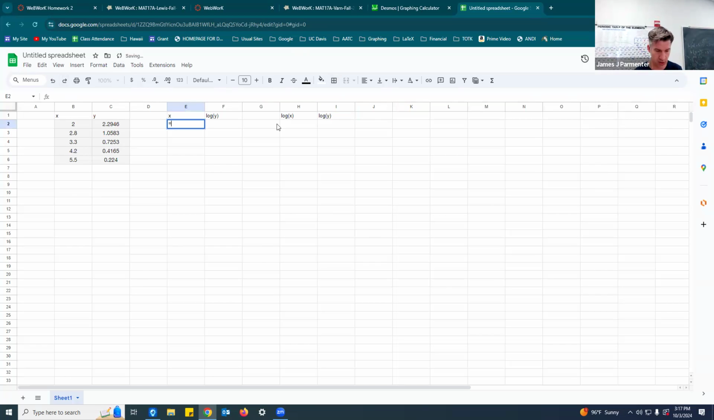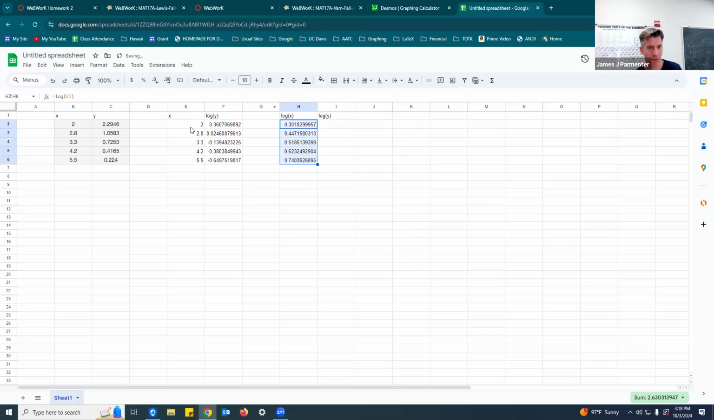I'm just going to say that X is equal to B2. And then instead of typing the rest of them, I'm just going to grab that little dot there and drag it down. Boom. And instead of trying to actually use a calculator, I'm just going to say this is equal to log of C2. Great. And then for log of X, it's going to equal log of B2. Cool. And then drag that down to get the rest of the values. That's log of 2.8, log of 3.3, etc.